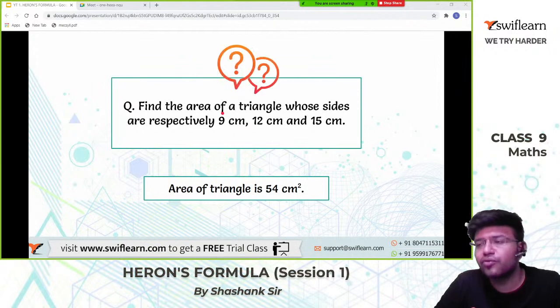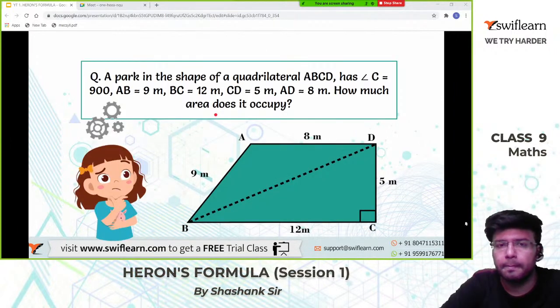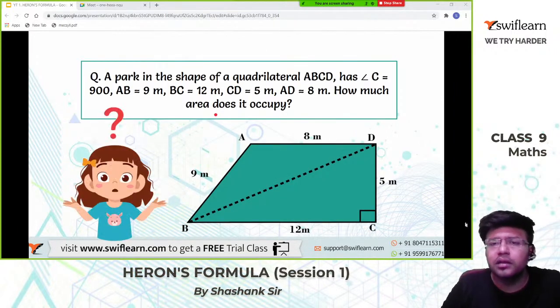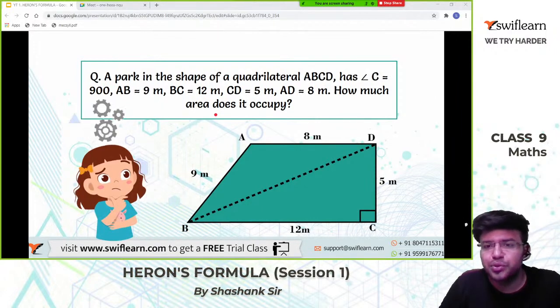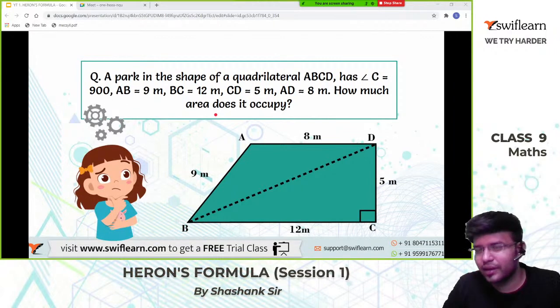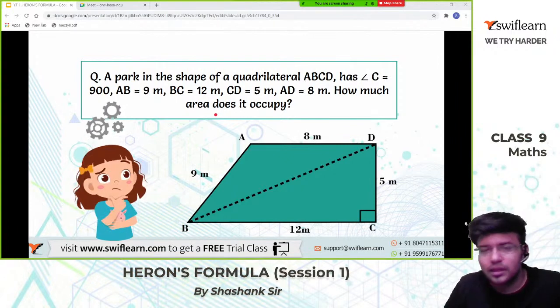Okay, so what are we learning today, Abhishek? We are learning Heron's formula. It is a maths chapter for class 9th. Find a park in the shape of a quadrilateral ABCD, which has angle C equal to 90 degrees. It is a right angle, so it is 90 degrees. AB is equal to 9 centimeter, BC is 12, CD is this, AD is this. How much area does it occupy?